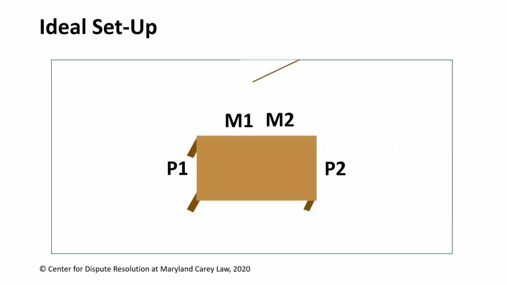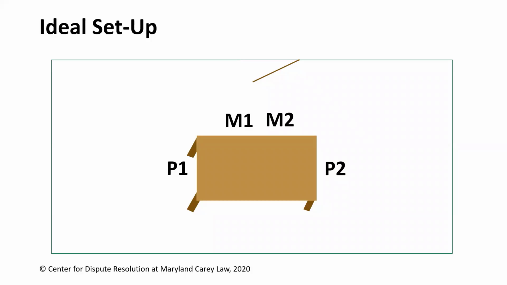The impartiality of the mediators is represented in this ideal setup by the mediators being equal distance from the participants. And neither mediator is placed right next to a participant, which could have given the impression that each participant has its own mediator. Remember, you are there to facilitate the conversation and you do not take sides.